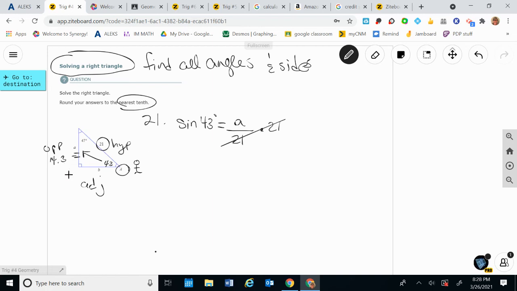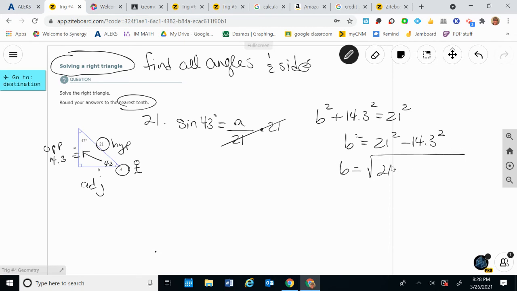Now look at this. You guys have a choice here. You have 2 sides of a right triangle. You can use Pythagorean theorem. I could go B squared plus 14.3 squared is equal to 21 squared. B squared equals 21 squared minus 14.3 squared. Or B is equal to the square root of 21 squared minus 14.3 squared. You can put that into your calculator.